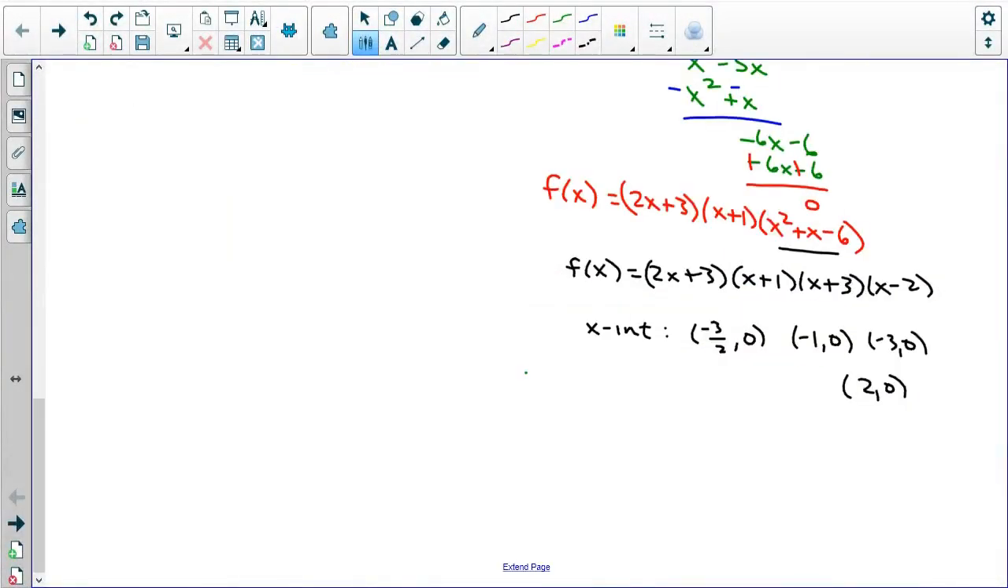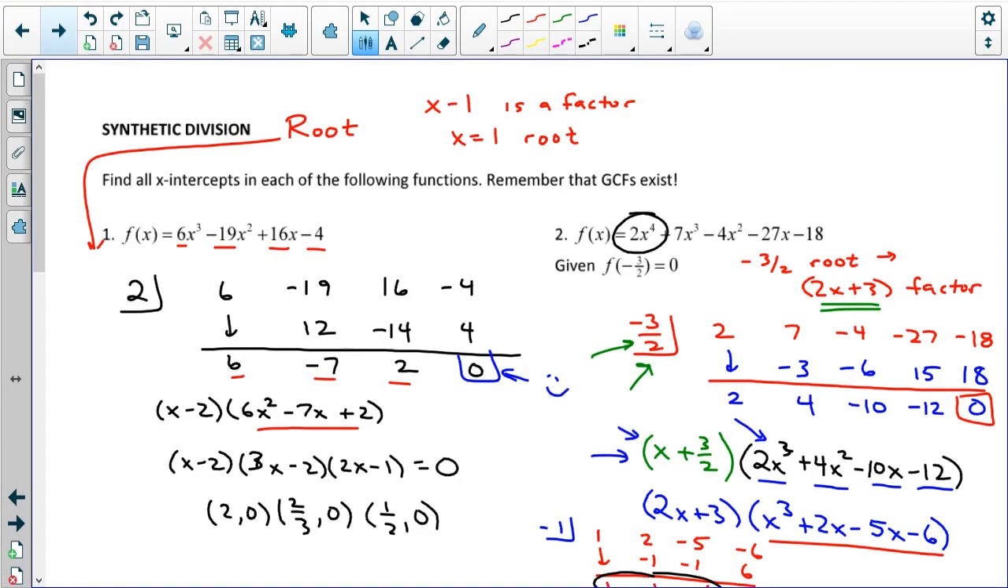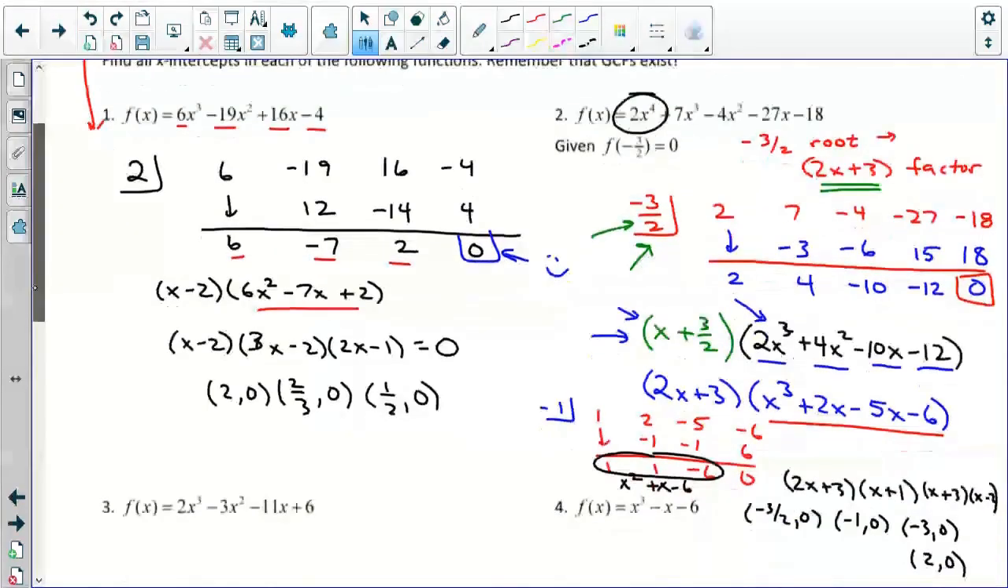It was way down there, but those are the same x-intercepts. It should be because it's the same problem.